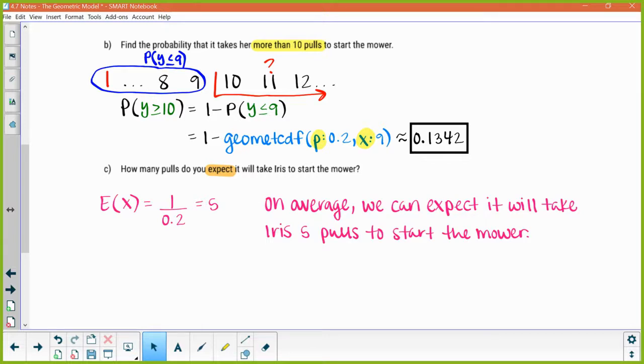You just have to make sure you're using the correct formula. You're not using binomial for geometric and geometric for binomial. That, I will say, is where people get tripped up the most.